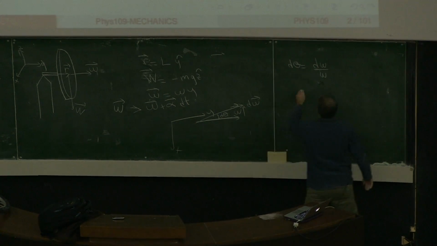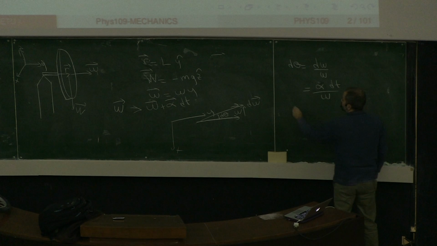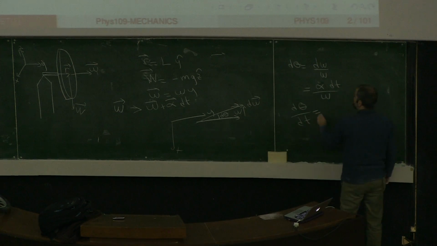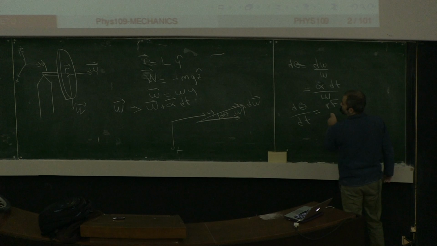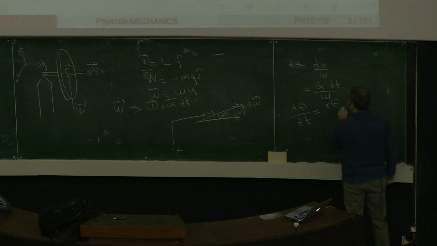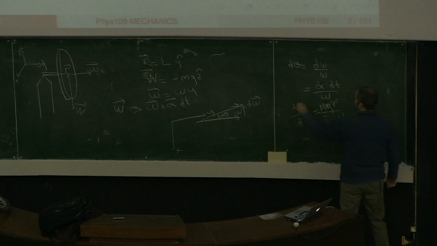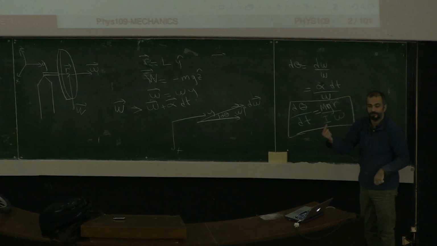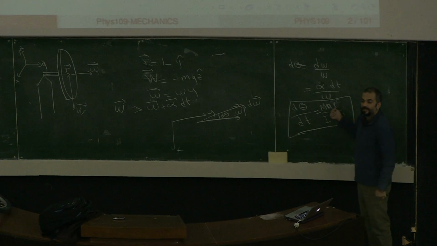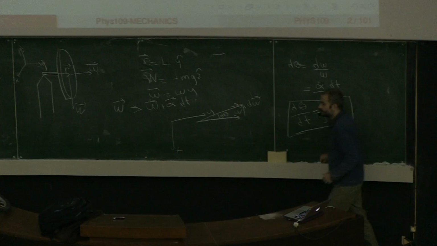Well, dw is alpha dt divided by w. So d theta by dt is, well, alpha was r times f. This is the torque divided by the moment of inertia w. So this is how fast it rotates around the vertical axis. Now, if r is larger, this tells me that it should rotate faster. This is our prediction. Well, let's try it.